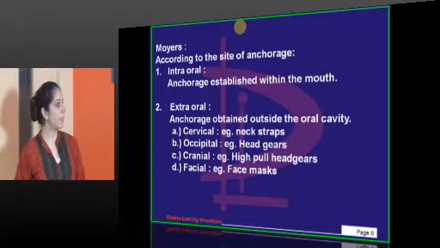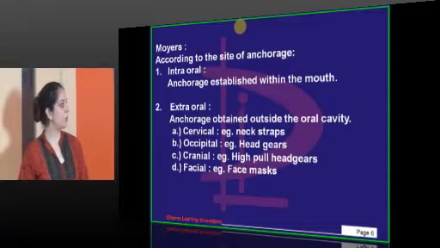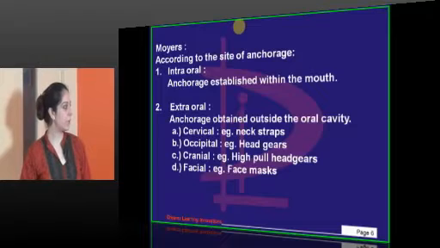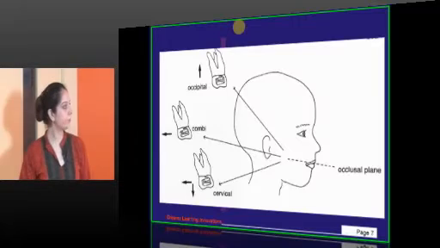hai? He's classified anchorage into intraoral and extraoral. Intraoral anchorage, the site is within the mouth, and extraoral it is outside the oral cavity. For example, cervical, occipital, cranial and facial, and these are the examples.